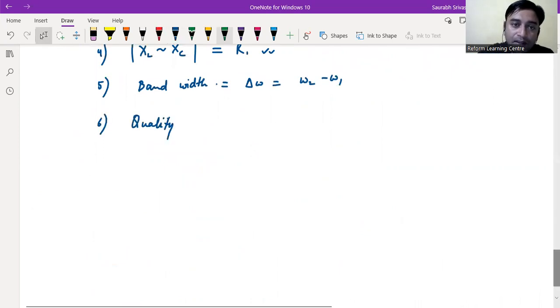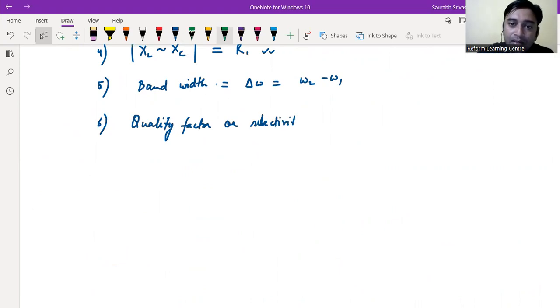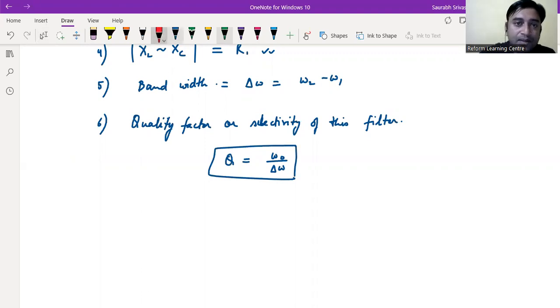क्वालिटी फैक्टर और selectivity of this filter, it can be defined as Q is equal to omega naught upon delta omega. Omega naught is fixed. अब ये डेल्टा ओमेगा जितना कम होगा, क्वालिटी उतना ज्यादा होगा. For a good quality filter, bandwidth should be small. Clear?